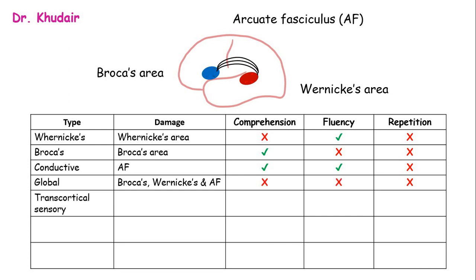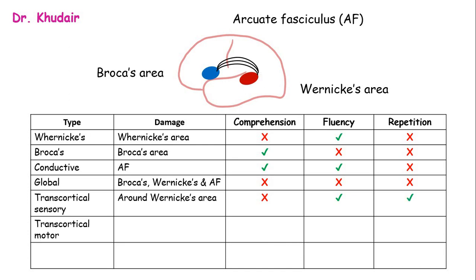Next, we have transcortical sensory aphasia, which affects the area around Wernicke's, but Wernicke's remains intact. So the input to Wernicke's area is disrupted, and hence it wouldn't receive any information, so the comprehension will be affected. And since Broca's area is intact, fluency will be intact. And lastly, since the three structures for repetition, Wernicke's, the arcuate fasciculus, and Broca's, are intact, repetition will be intact.